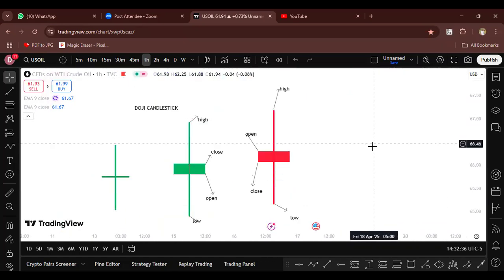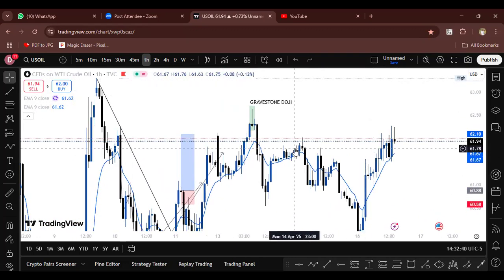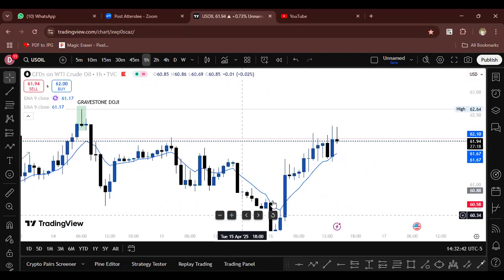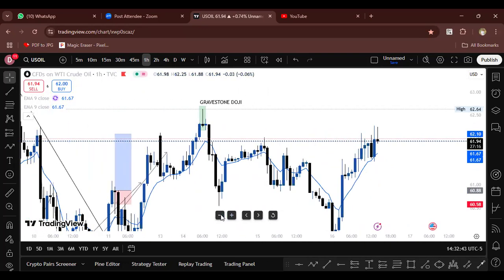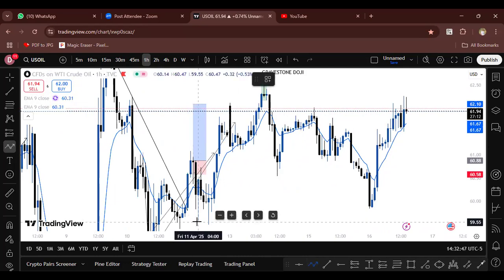And I told you when either a dragonfly or gravestone doji forms at the top of an uptrend or the bottom of a downtrend, it also signifies that a reversal might happen in the market, right? So if you look at it, it was pulling up here, right?